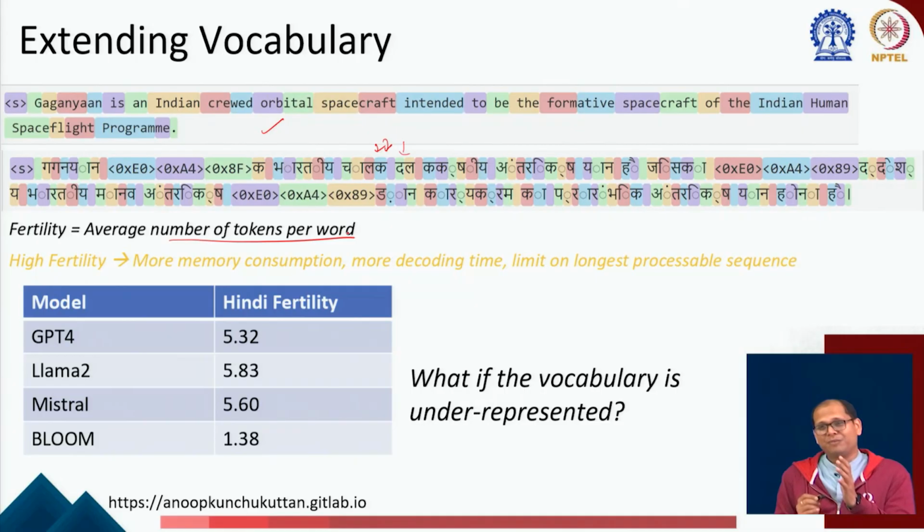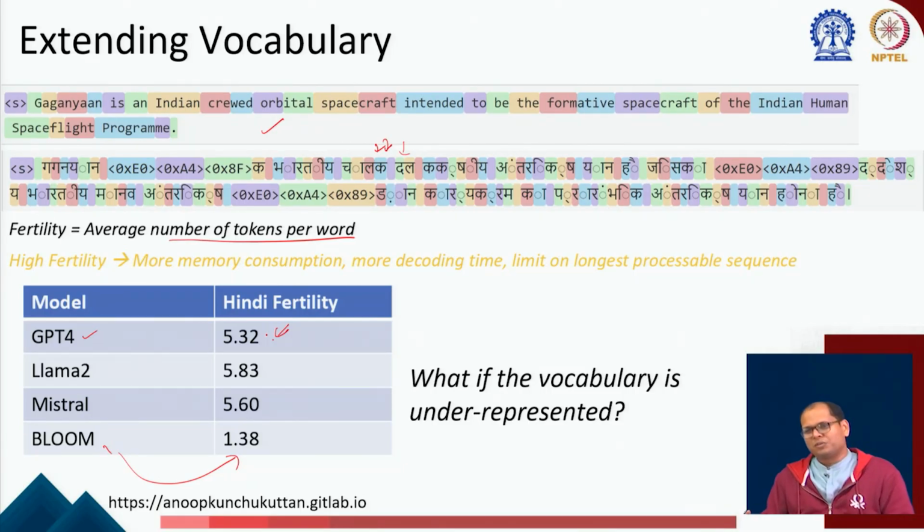And if you are seeing high fertility, remember the decoder has to generate one token at a time. So you will have a lot of inefficiency during decoding, right? Because you will have to generate one token at a time, and the number of tokens is increasing a lot. Like for the GPT-4 model, the fertility for Hindi is 5.3, compared to other models like Bloom, where it is just 1.38. So you would prefer to go to a model like Bloom for generating Hindi rather than going for GPT-4, which has a high fertility.